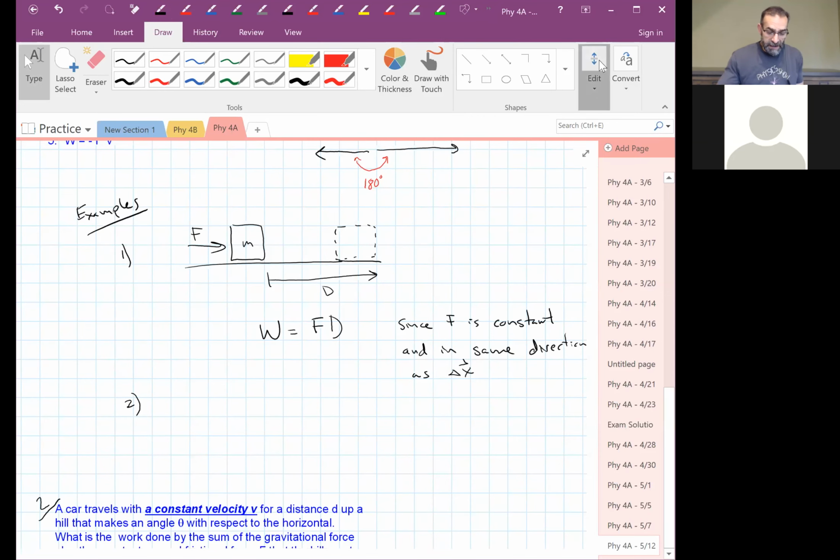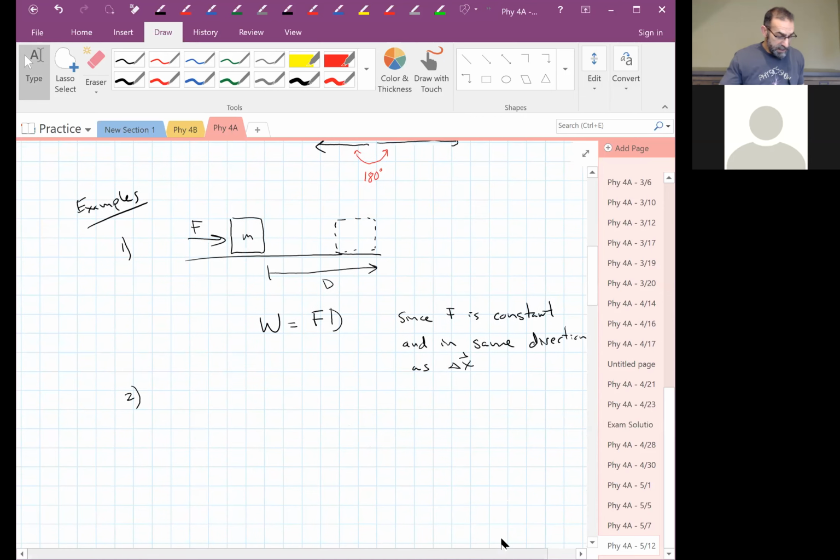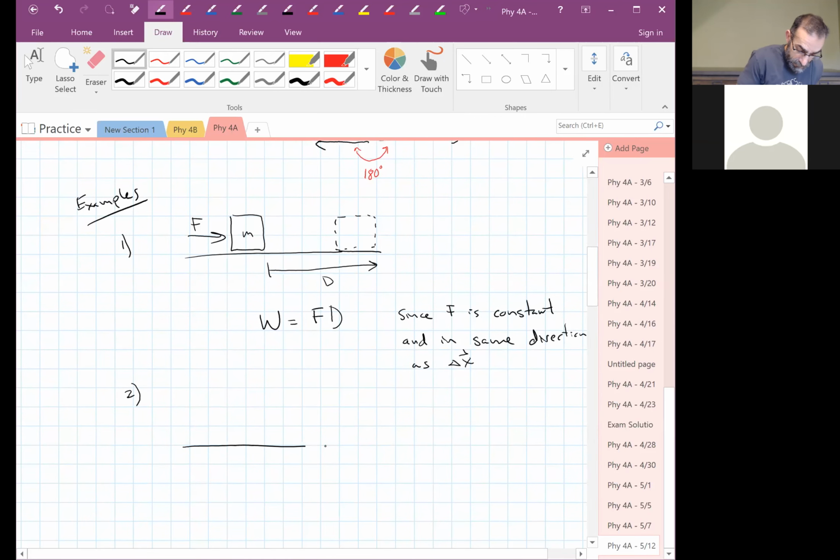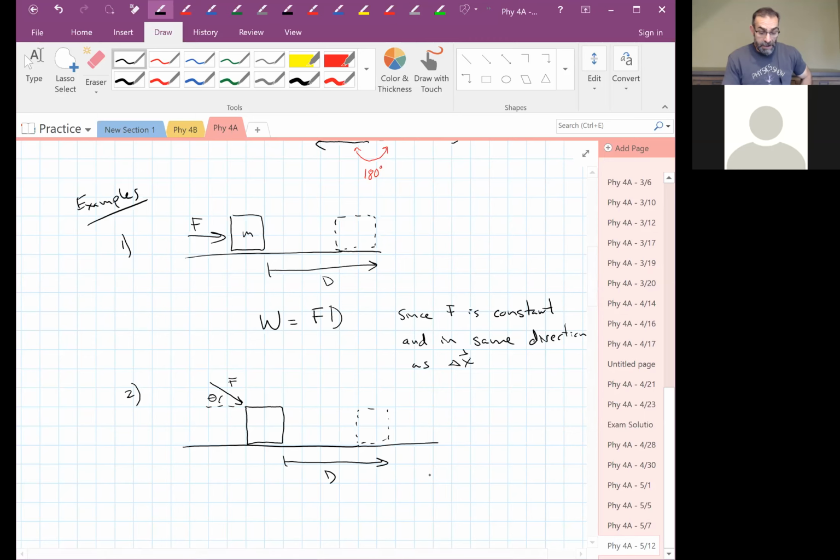Okay, let's make it a little more interesting. Let's push at an angle. So we've got our block, and we're going to push, and that block is going to slide distance D to the right. So what do you think the work done on our box is now by our pushing force?